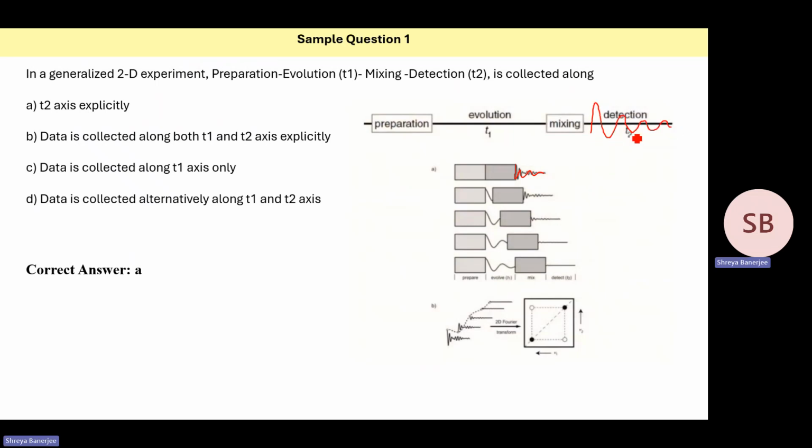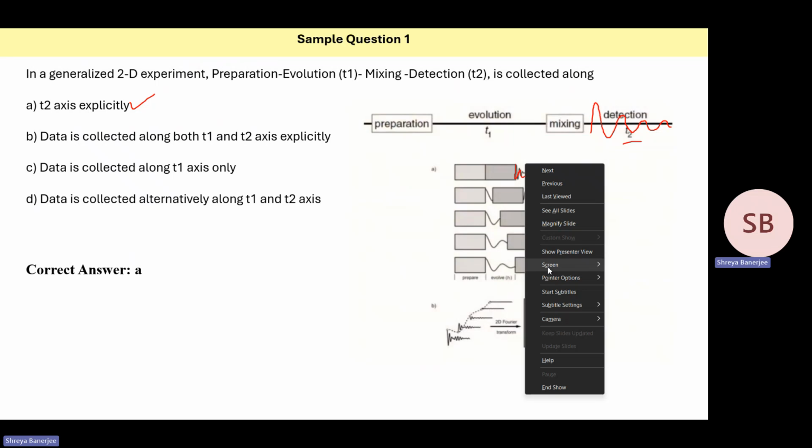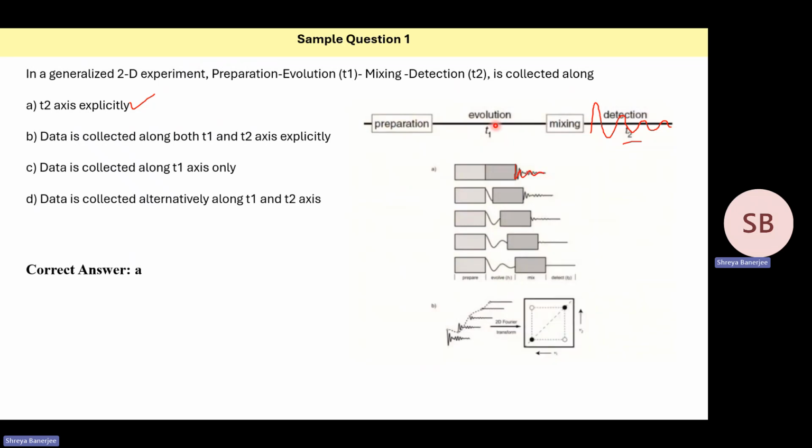So all collection is done explicitly at the detection time T2. And T1 is basically what? The variation of T1 generates a set of experiments. So there are many experiments designed in which T1 is incrementally varied, but the final data is always collected along T2. So the correct answer is option A.